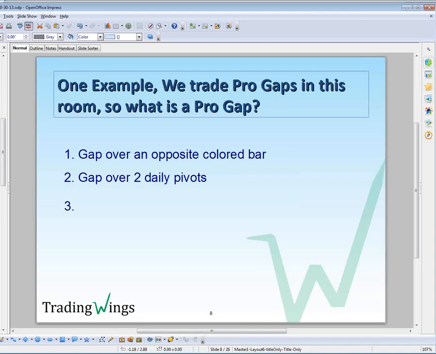Volume is something too. That's another element that I want that you're usually going to get with a gap, and that's why we trade them, because they're usually earnings gaps. They're news related, and so they're going to have volume because people are in there.